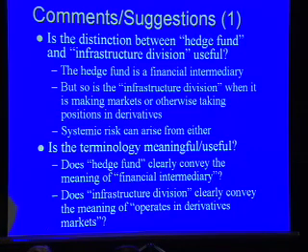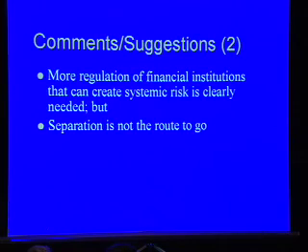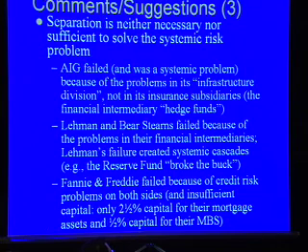Is this useful? Now, I like the idea that we've got to do something about the regulation of financial institutions that can create systemic risk, and you're going to be hearing about that at the end. But I don't think a separation is the route to go. First, I think it's neither necessary nor sufficient. AIG failed and was a systemic problem because of the infrastructure division. It was writing credit default swaps, and that was the problem.